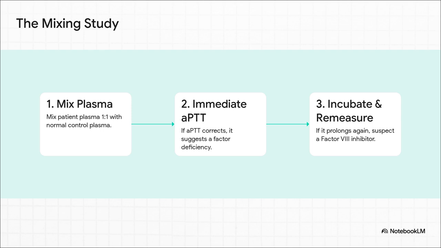Think of it this way. If you add normal plasma and the APTT corrects, great, the patient was just missing something. But if it doesn't correct, that means there's an inhibitor, something in the patient's blood that's blocking the factors in their own plasma and the normal plasma you just added. It's like a wrench in the gears of the whole system.